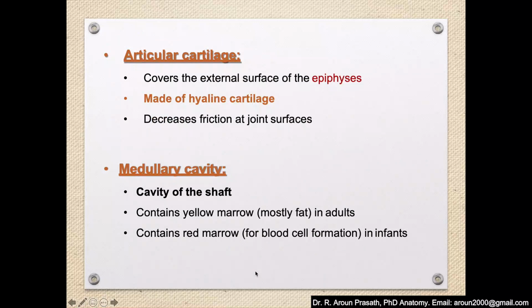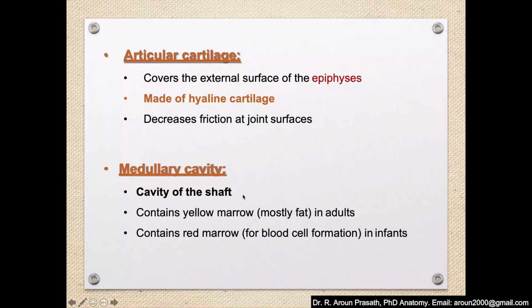We will see that. Articular cartilages are nothing but the hyaline articular cartilage. These cartilages are present at the ends of the bone, covering the articulating surfaces. So when one bone articulates and causes friction with the other bone, this articular cartilage prevents the friction between the bones. This is made up of hyaline cartilage.